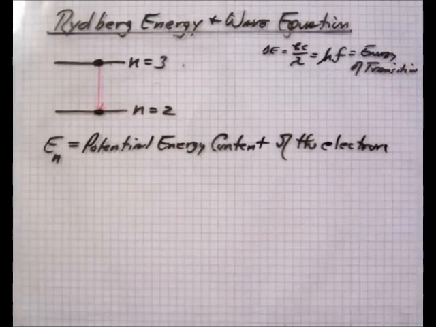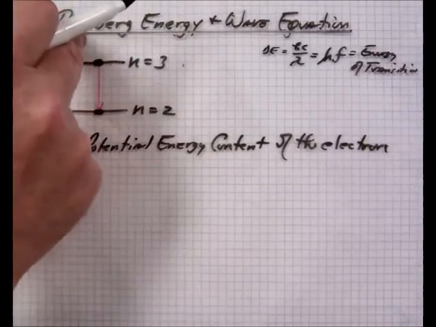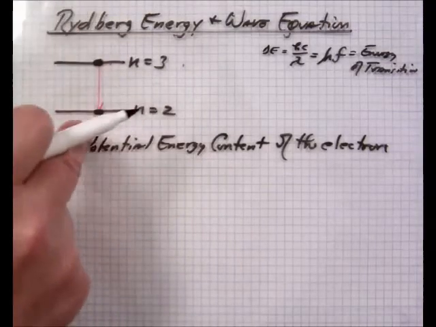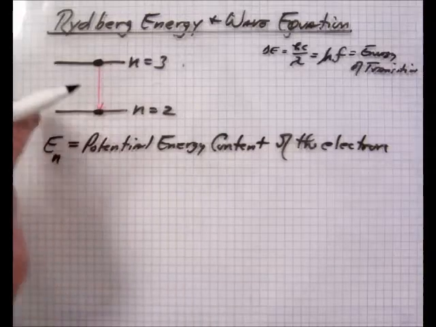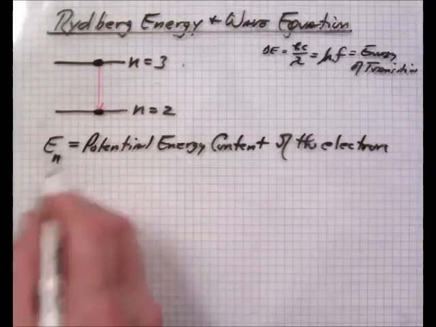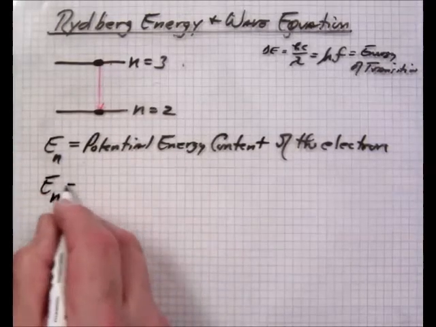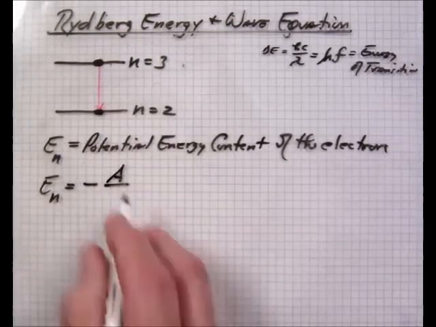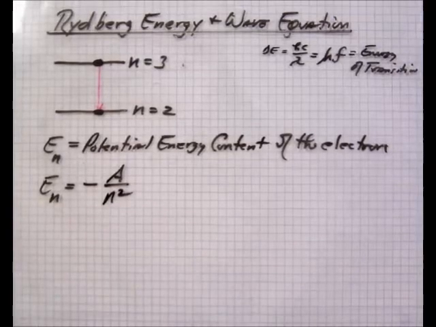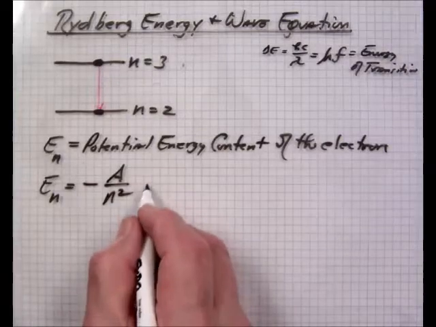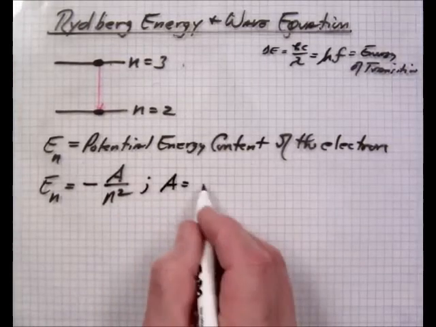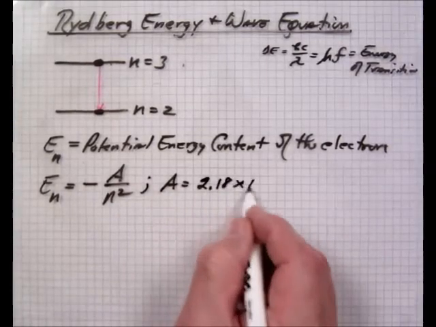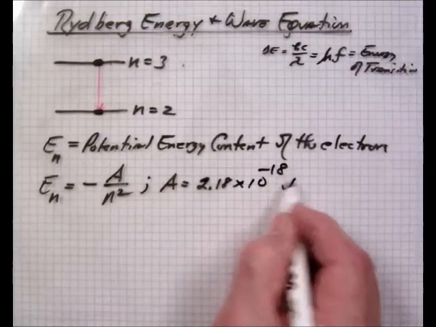So that's the potential energy content while it's living in it. It's like something sitting on a shelf, and then it falls off the shelf. It's at a lower energy level, the second shelf down or so. And so E, well, the equation for this is E equals minus A, which is a big constant I'll show you, over n squared. So you can calculate the energy content, and A is equal to 2.18 times 10 to the minus 18th of a joule.